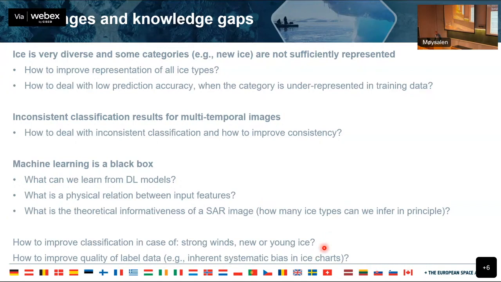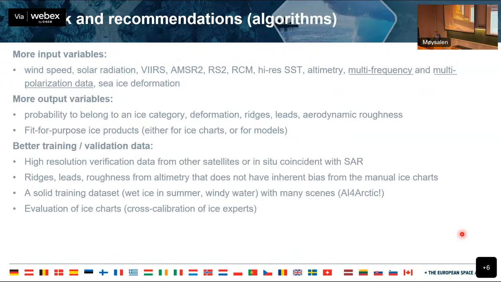And also, how to improve classification in case of strong winds that look like sea ice, or new or young ice that can look like slick, and how to improve the quality of label data, because the ice charts that everyone is using now have their inherent bias. The outlook here is to use even more data on input: wind speed, solar radiation, optical, passive microwave, different radar satellites, high-resolution SST, altimetry for detecting ridges, and of course, multi-frequency and multi-polarization data, and sea ice deformation.